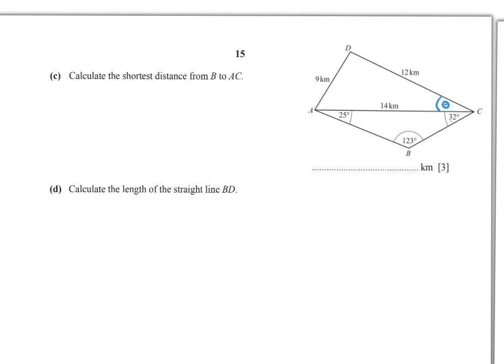Now for part (c), calculate the shortest distance from B to AC. The shortest distance is the perpendicular distance, so we need to draw a line from B perpendicular to AC. I need to find this distance. We found BC, we proved that BC equals 7.05. So this side is 7.05, and we have a right-angled triangle, and this angle is 32. Can we find this distance?